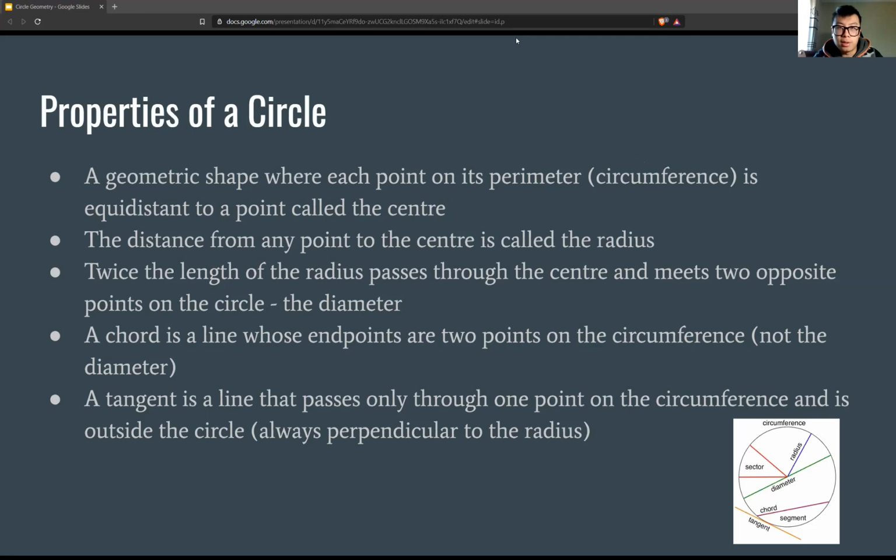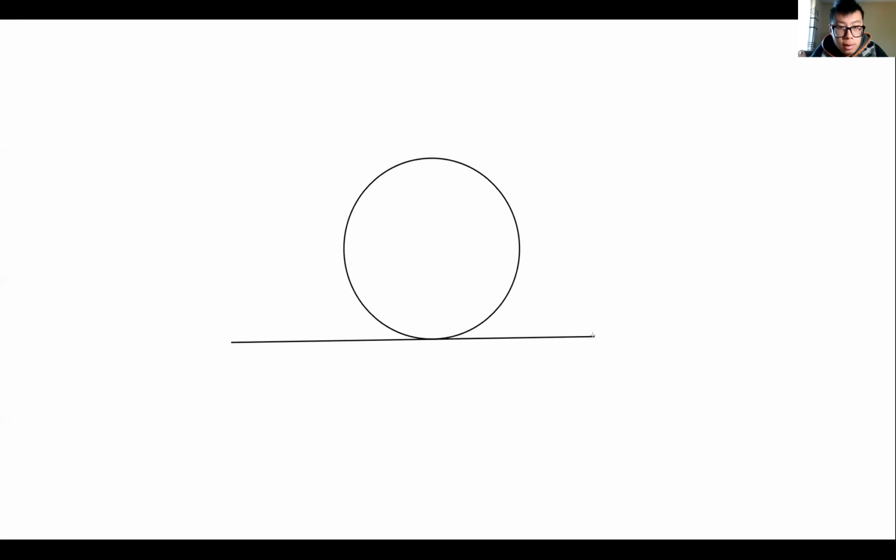So I can show you what that looks like. I'll just bring up my whiteboard. What I mean by the tangent being perpendicular to the radius, I'll have to draw a circle to show you that. Right here we have a circle. And let's make a tangent line. This looks like that. Don't care about its orientation, right?